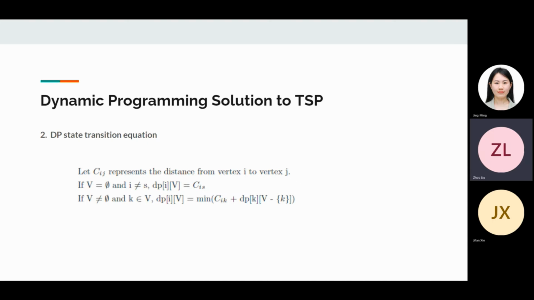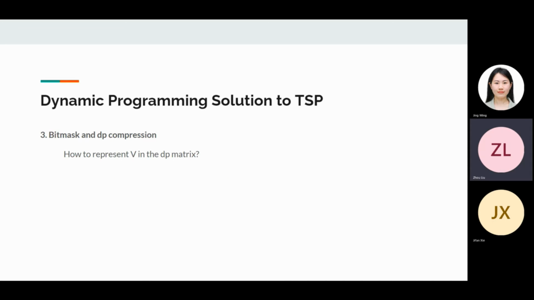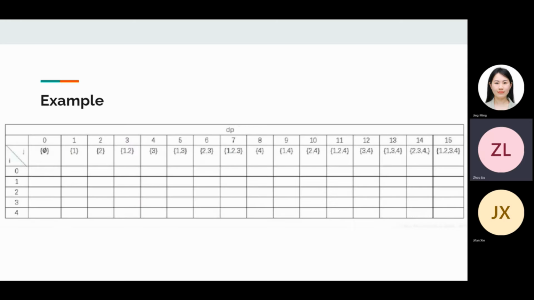When V is not empty, we will loop over every vertex K in V, calculate the distance from I to K, plus the shortest path value from vertex K to vertex 0, passing all vertices in set V minus K. And the minimum one is the value of DP[I][V]. Another skill in this solution is using a bit mask to represent V in the DP matrix.